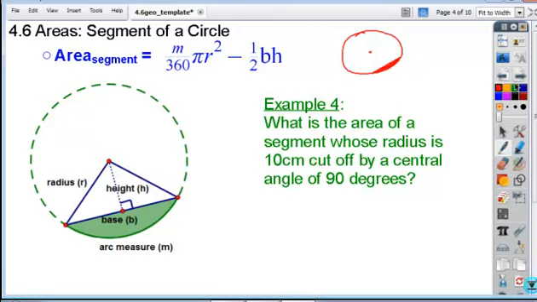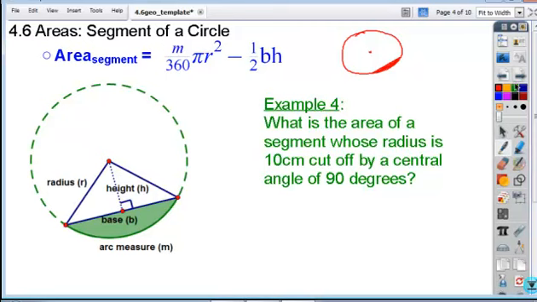A segment of a circle. There's an area formula associated with this as well. Okay. When you're looking at a segment, it's a simple figure. It's the region that's cut off by a chord and the arc of the circle that's intersected by that chord.